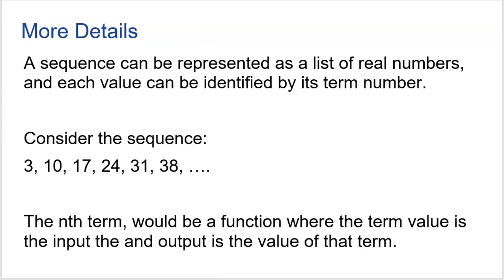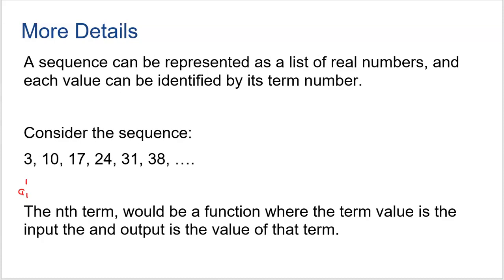All right, a sequence can be represented as a list of real numbers, and each value can be identified by its term number. So consider the following sequence: 3, 10, 17, 24, 31, 38. We would say that the first term is 3, so maybe put a little 1 there, or sometimes we'll call it a sub 1, the first term of the sequence. 10 is the second term, so that's a sub 2. 17 is the third term, that's a sub 3. A sub 4, a sub 5, a sub 6.